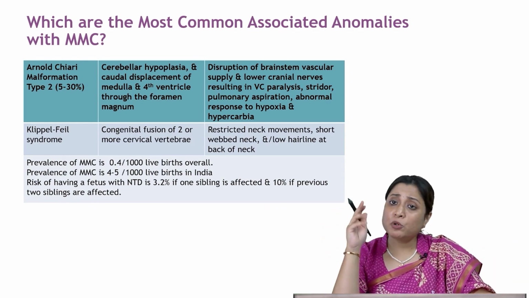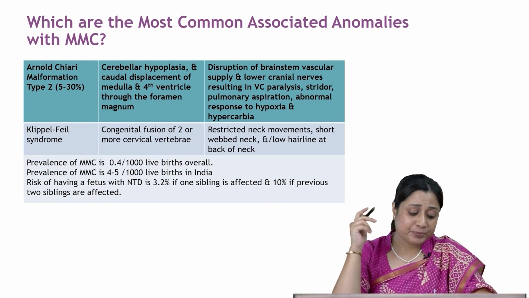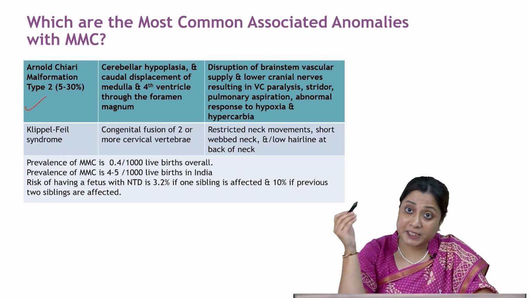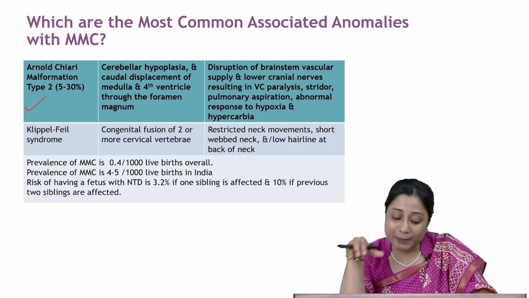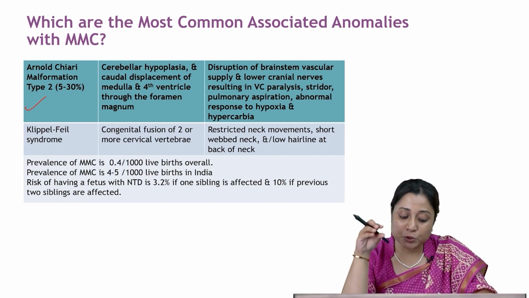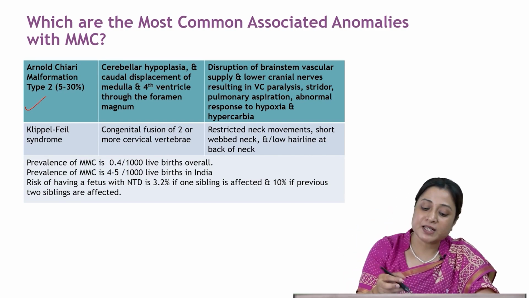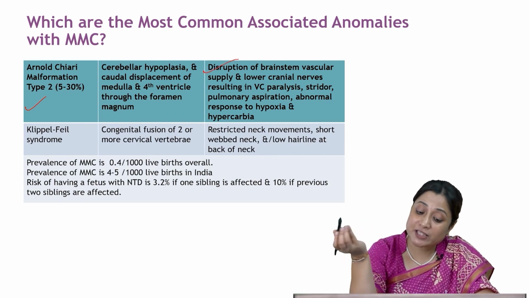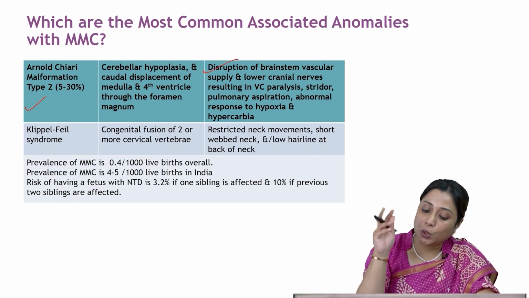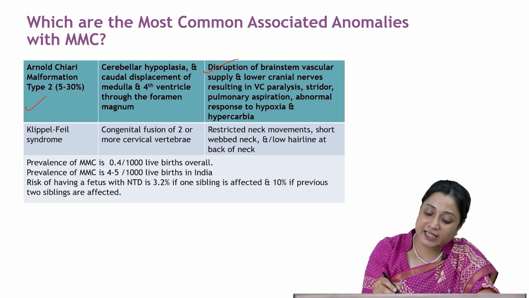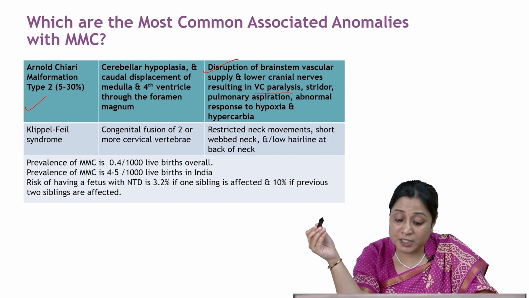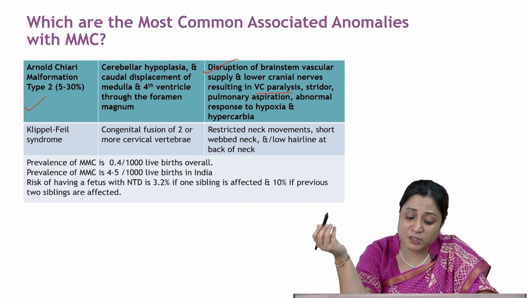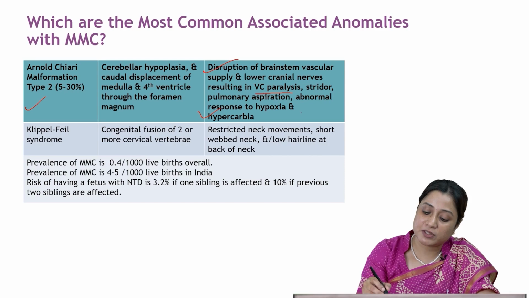So, which is the most common anomaly you will expect? Arnold Chiari malformation type 2, 5 to 30%. What happens in this is there is cerebellar hypoplasia, there is caudal displacement of the medulla and the fourth ventricle through the foramen magnum. As a result, there is disruption of the brainstem vascular supply and it affects the lower cranial nerves, resulting in the child presenting with vocal cord paralysis. There can be stridor, pulmonary aspiration as a result. There will be abnormal responses to hypoxia and hypercarbia because the respiratory center is being affected.